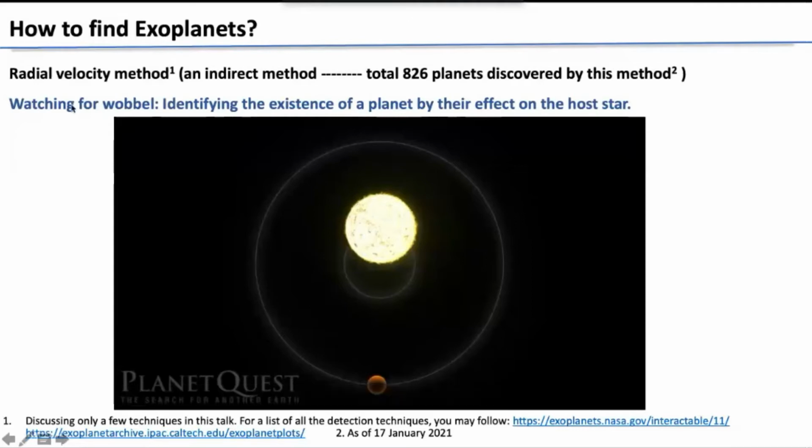This was actually the technique that discovered the first exoplanet around a main sequence star. Today we know at least 826 planets which were discovered by this technique.